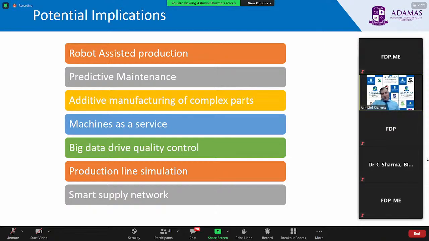So it will have implications on robot assisted production. We have already started seeing that. If you might have visited some good plant, then you might have seen this. Predictive maintenance is one of the most important things happening nowadays. Additive manufacturing of complex parts. Now we are going for metal parts also.